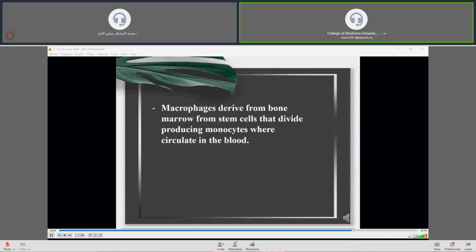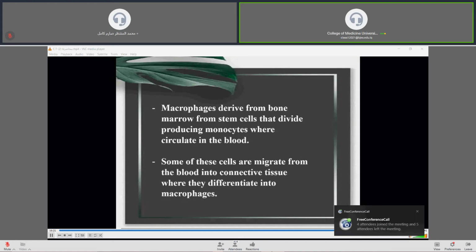Macrophages are derived from stem cells in the bone marrow that divide to produce monocytes, which circulate in the blood. Then these monocytes migrate from the blood into connective tissue, where they differentiate and transform into macrophages.